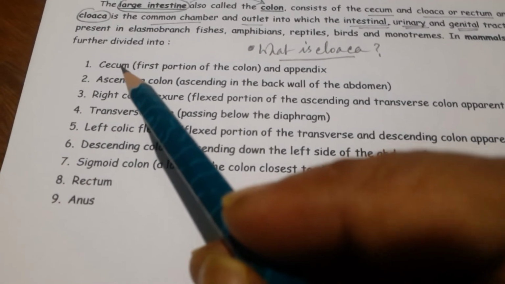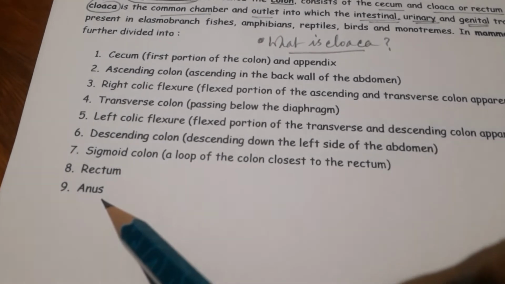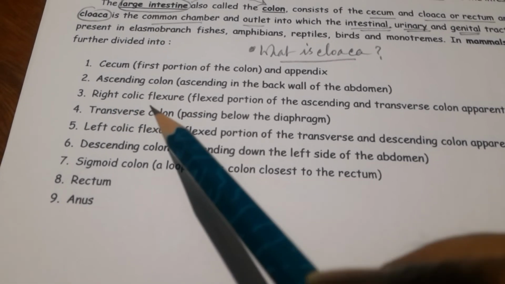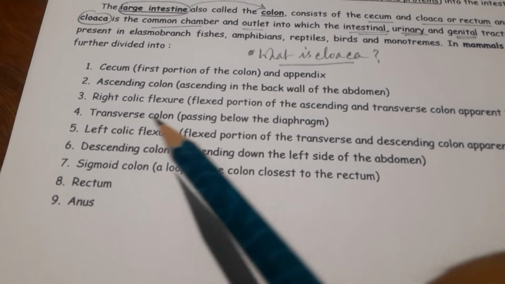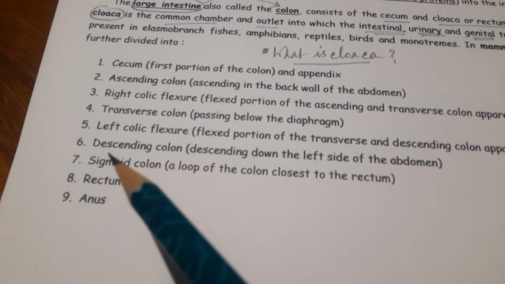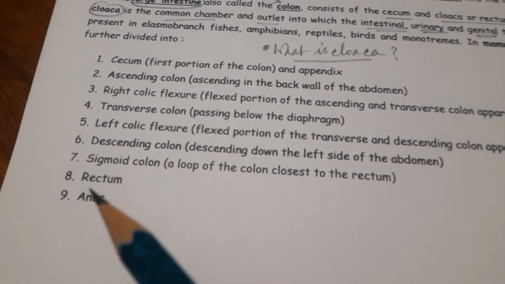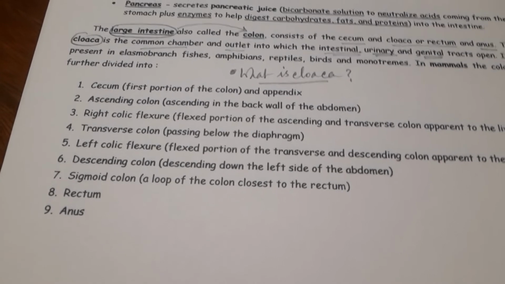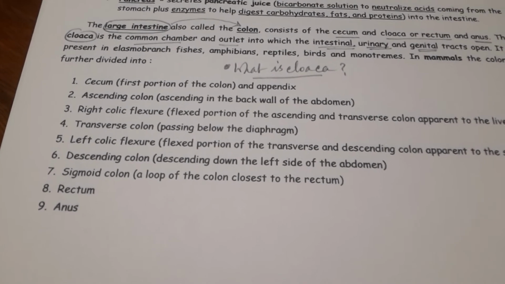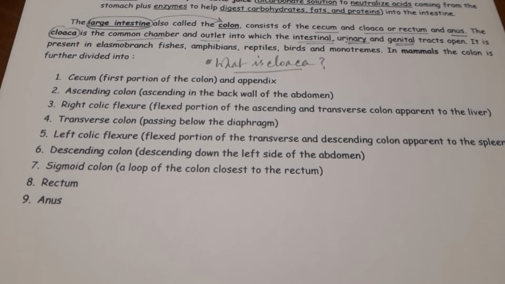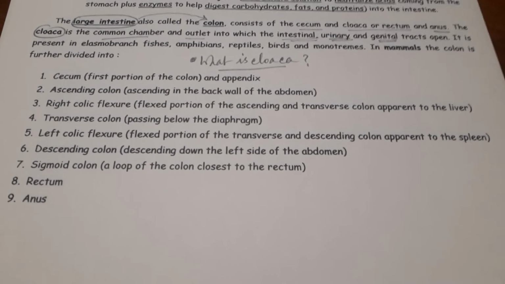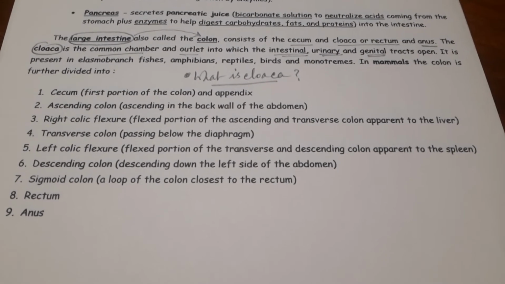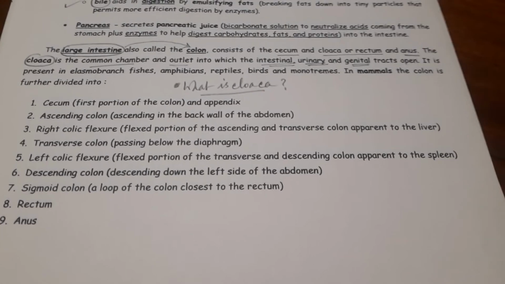And now the different parts of the colon you see, that is the cecum, ascending colon, right colic flexure, transverse colon, left colic flexure, descending colon, sigmoid colon, rectum and last of all the anus. So, the gastrointestinal tract in vertebrates starts from the mouth and ends in the anus. This is all about the vertebrate GIT.